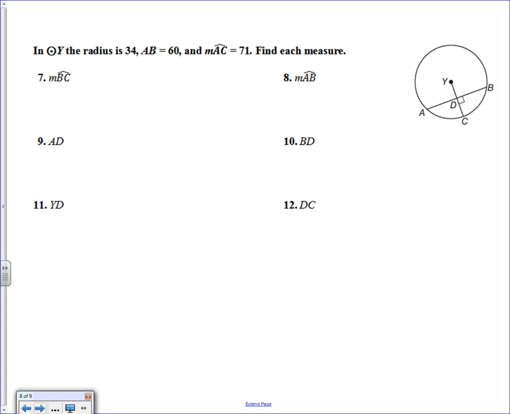We know that arc AC is 71. YC is a radius, right? It is perpendicular to a chord, which means it must be doing 2 things. 1, bisecting the chord, and 2, bisecting the arc. So since the arc is 71, each of the parts here have to be 35.5.